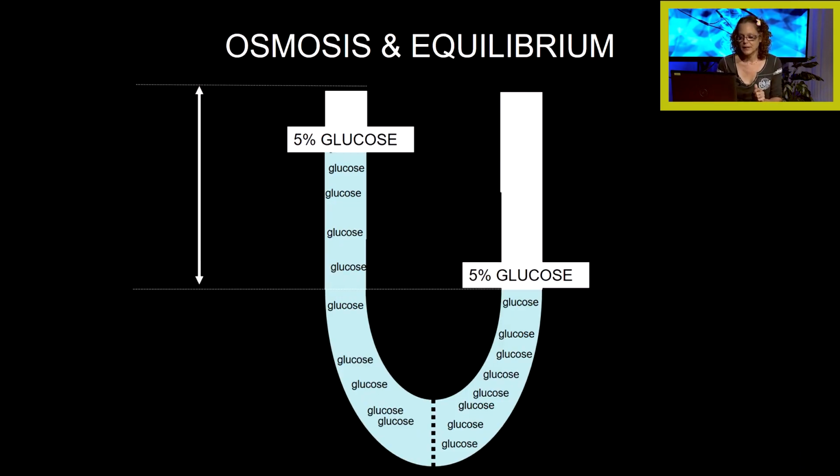So here we can see our example of, we had our U-shaped tube with free water, we added glucose to it, and now we have the water moving to the opposite side, and so we've reached equilibrium.